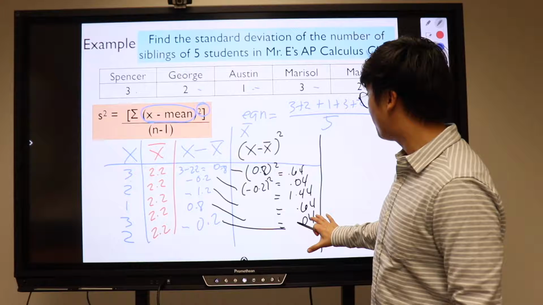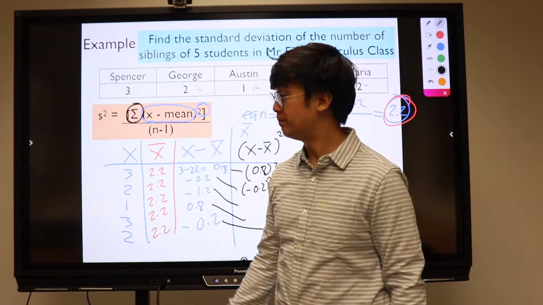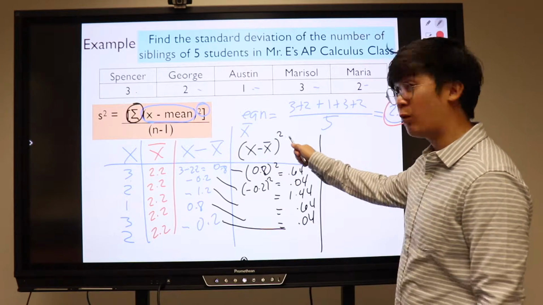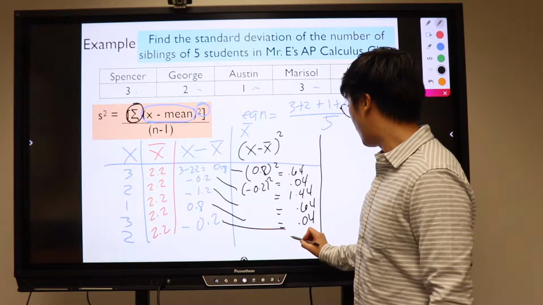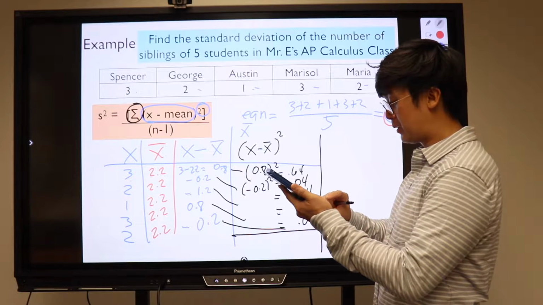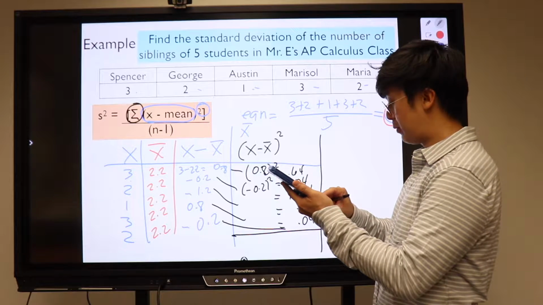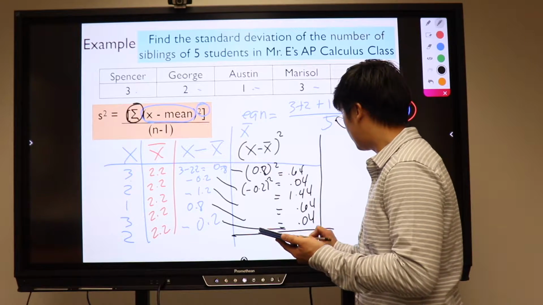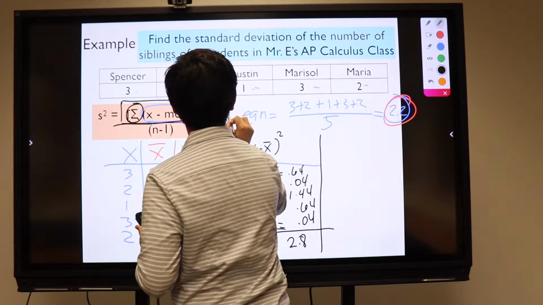So now that we're able to produce this column, we're going to apply this symbol. And what is that symbol? Add them all up. So we're going to add up all our values in this column so we can produce our numerator. So what is the total of these values? 0.64 plus 0.04 plus 1.44 plus 0.64 plus 0.04. What did you get? 2.8. So this 2.8 represents this.